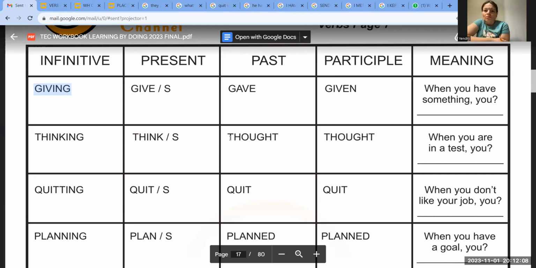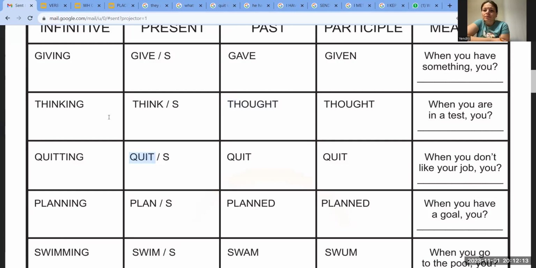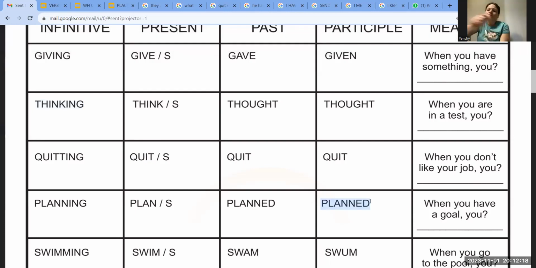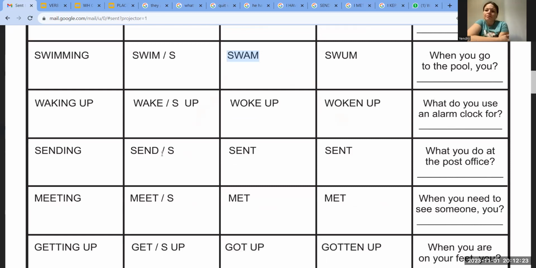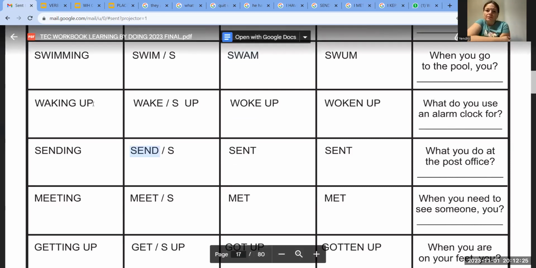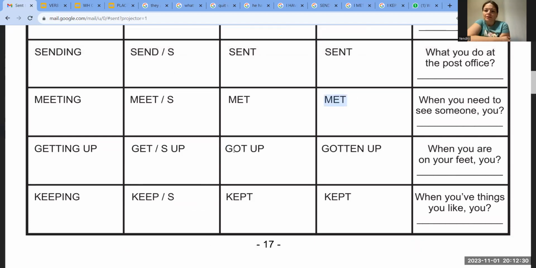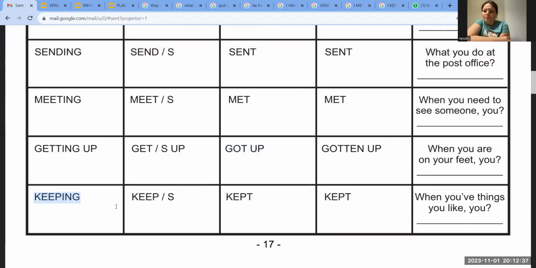Please repeat. Giving, thought, quit, thinking, planned, plan, swam, swim, send, waking up, met, got up, keeping. All right, Yendry, thank you for your time today. We have reached the end.